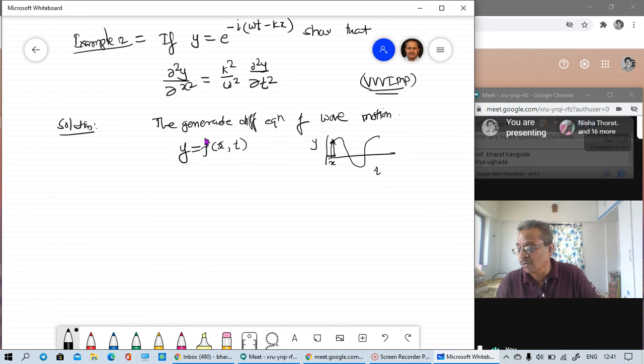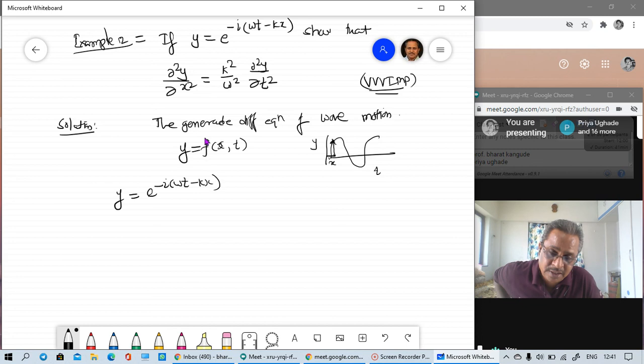ओके, नाउ लेट्स गो फॉर द सॉल्युशन. सिन्स वी हॅव बीन गिवन, सिन्स y इज इक्वल टू e raised to minus I omega t minus kx. Remember, I have not talked about this omega and k. आता मी याच्याबद्दल काही बोलत नाही, but in the chapter in second semester when we go for actual wave motion, at that time we will come across this omega.